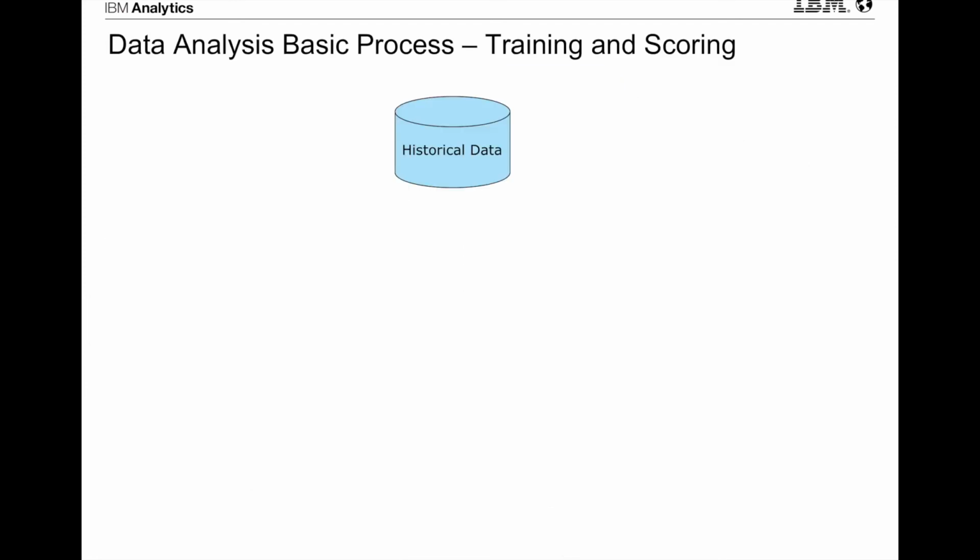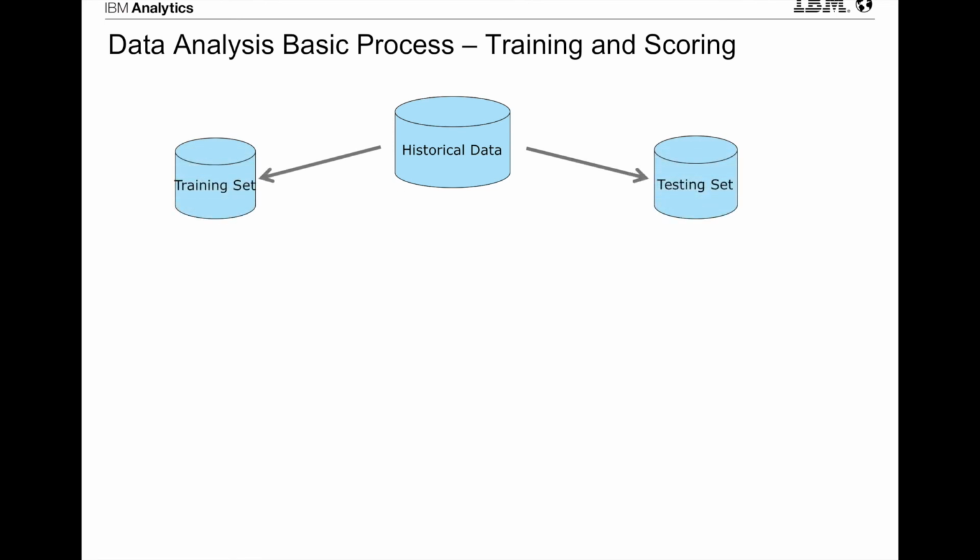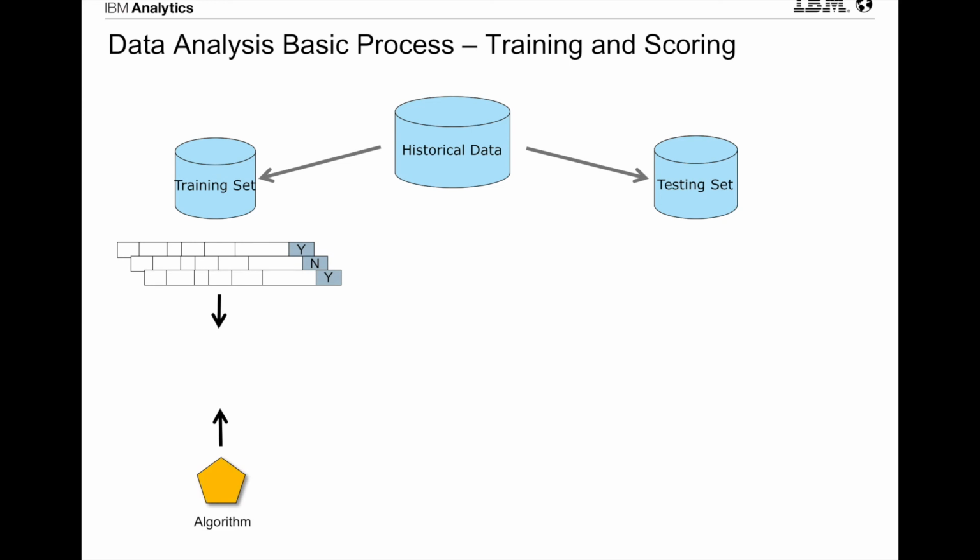The entire process of data analysis is split into a training process and a testing process. When a user gets historical data, the data will be split into a training set and a testing set. First, one record in the training data includes predictors and a target, which in the graph look like x and y. The records will go through the training process.